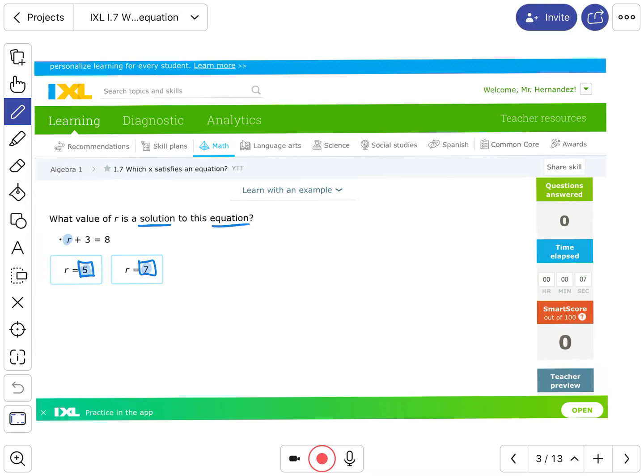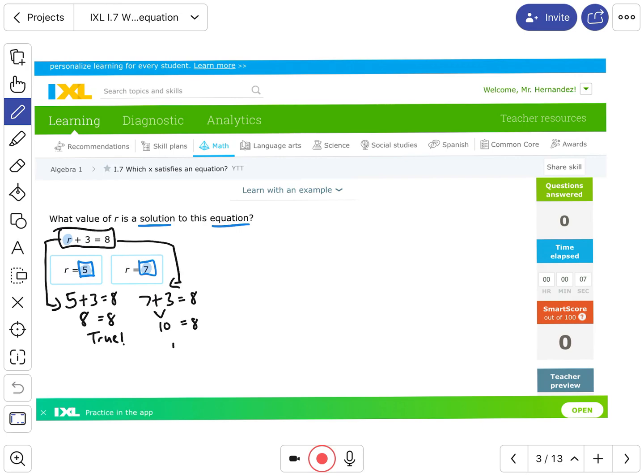So what I'm going to do is rewrite this, but instead of R, I'm going to write 5, and rewrite plus 3 equals 8. And so here I have 8 equals 8, which is true. So this is the solution here. Well, let's plug this one in just to check. So instead of R plus 3, I'm going to write 7 plus 3 equals 8. So then here I get 10 equals 8, and that's false. So which one of these is a solution? It's going to be this one because it makes it true.